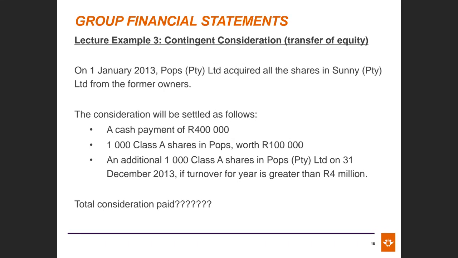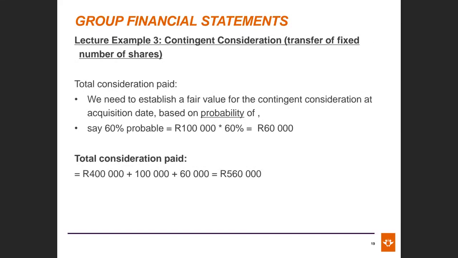Okay, here it's 1,000 and 1,000. So the value of 1,000 shares is 100,000 Rand and the probability is 60%. So the contingent consideration in this case is going to be 60,000.